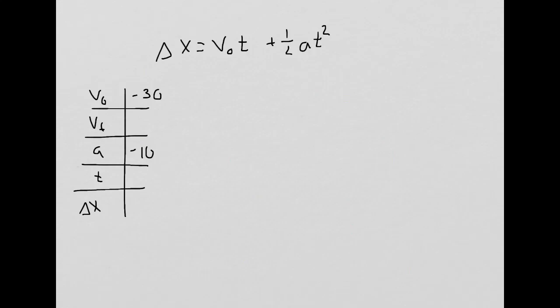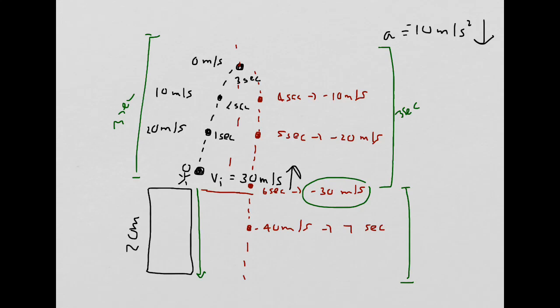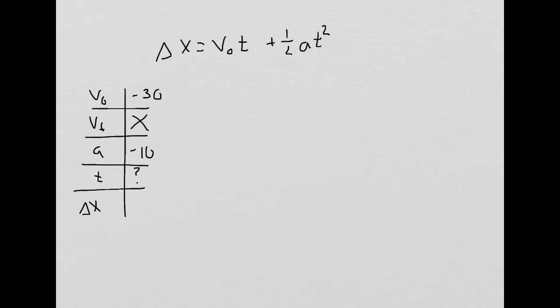We don't know final velocity. We don't really need it. We're looking for time. And then our change in position is from here to here. So we're looking for it to fall from the top of the cliff to the bottom. And since this is a downwards direction, we're looking for it to fall negative 20 meters. So change in position is negative 20.